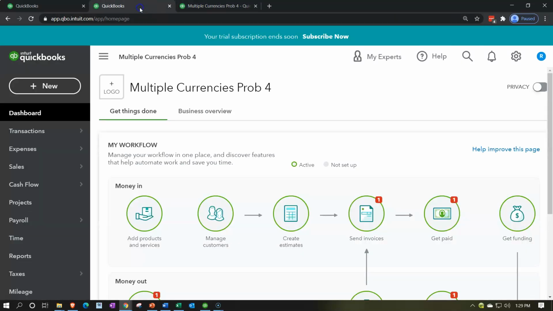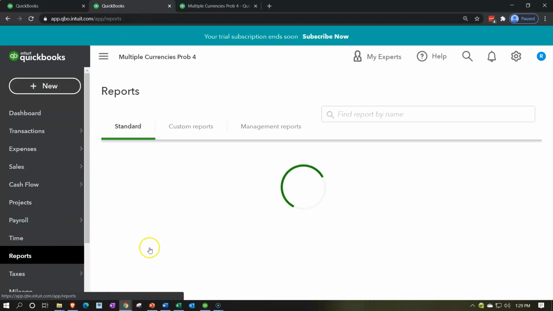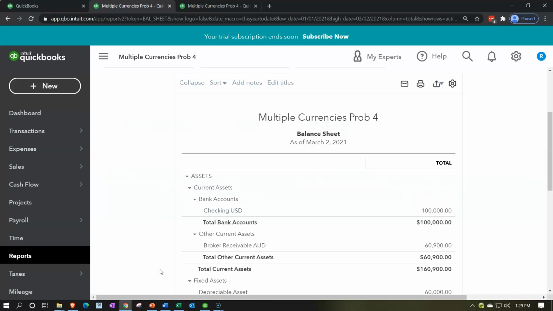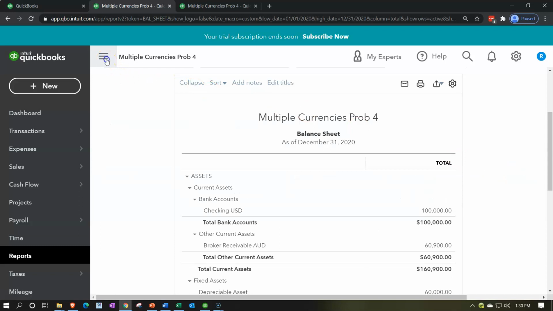Going to the second tab to the left, now back down to the reports on the left-hand side, this time opening up the BS balance sheet report. Balance sheet report, date range, change up top from 01/01/20 to 12/31/20. Run it. Close up the hamburger.